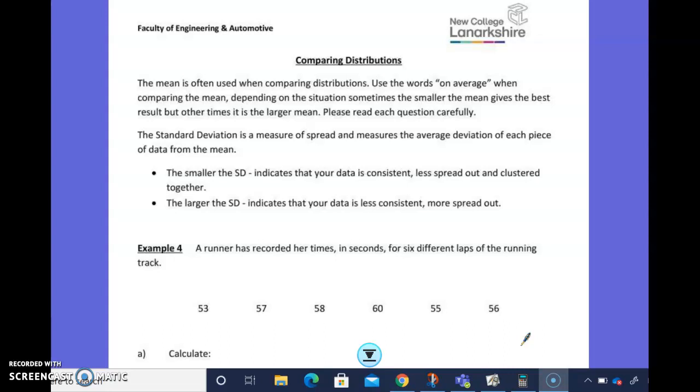your data. So the smaller your standard deviation is, the more consistent your data is, or the less spread out it is. The larger the standard deviation is, the less consistent your information is, or the more spread out it is. Okay? So if we have a look at this example then, example number 4.